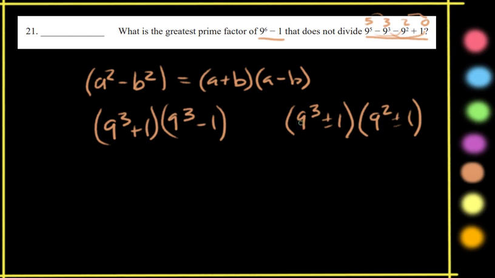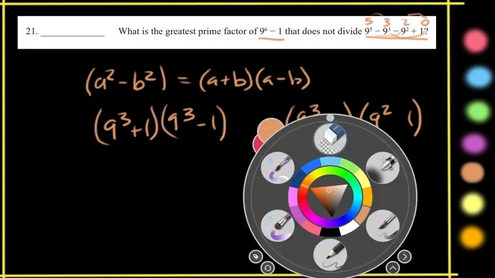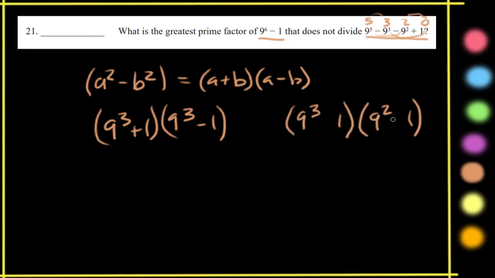Let's see, what is it? If I did 9 cubed times 9 squared, that would give me the 9 to the 5th. The minus 9 cubed means this has to be a minus, so let's fix that. And then minus 9 squared means this one's also a minus, and the minus 1 times a minus 1 is a plus 1. So this can be factored like that, and this one can be factored like that.